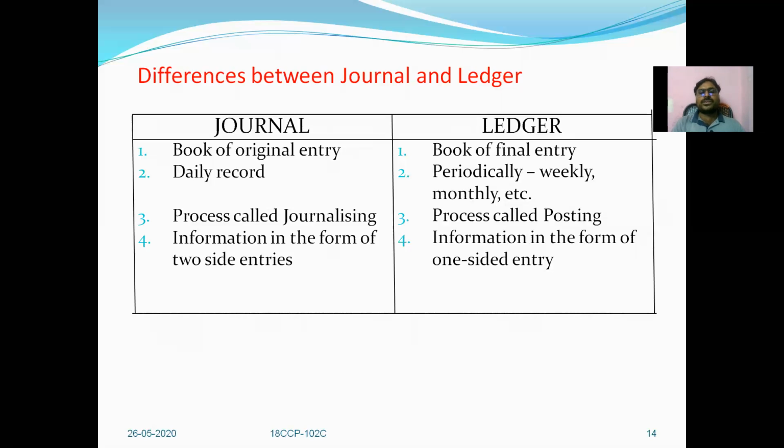The fourth, information in the form of two-side entries. Here the journal entry definitely should have debit equal to credit. So that's why it is two-side entries. But in ledgers, only one entry will be taken for one transaction, either on the debit side or the credit side. So that's why it is a one-side entry. If you take two sides, in the process we can learn about the contra entry. But here ledgers take only one entry on one side, either debit side or credit side.